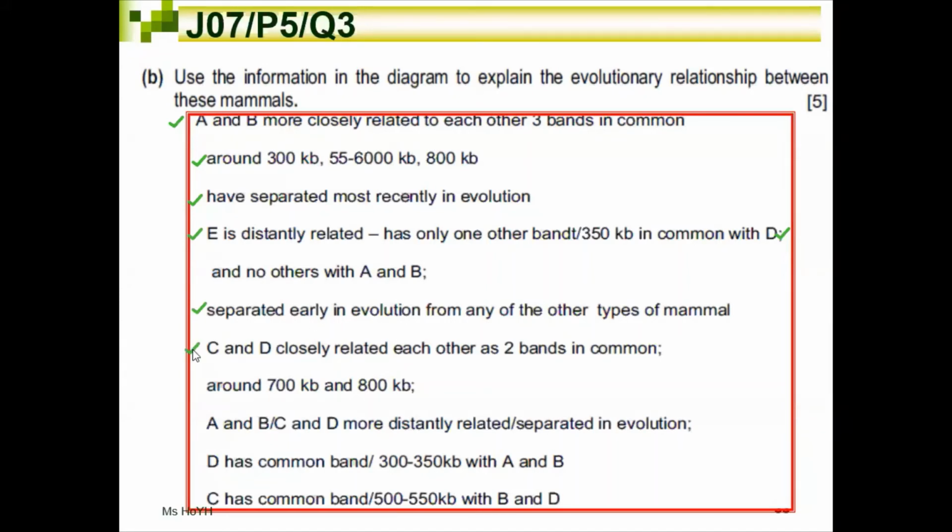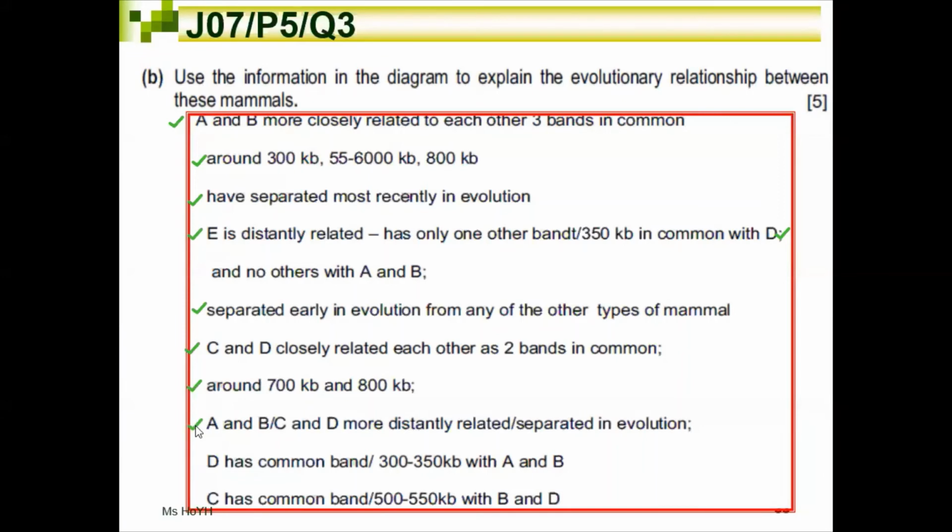What about C and D? C and D are closely related with each other because they got 2 bands in common. So you check the banding pattern, is it 2 bands in common? And then statement followed by evidence from the data around 700 and 800 kb. So this is enough for you to get 5 points already. The rest are also correct points.